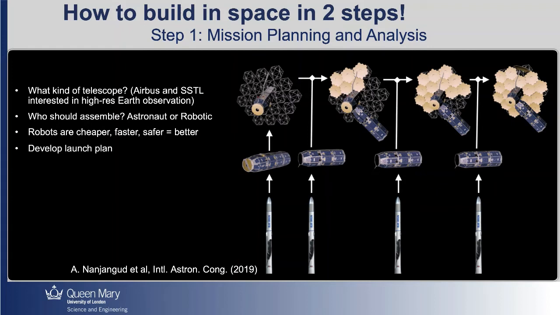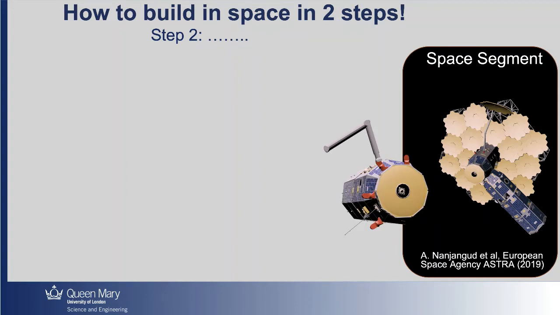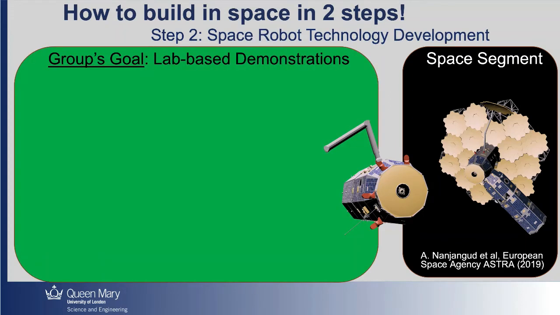It's a four launch system. We use a robot, just a single one that can go about assembling the system. So the demonstration of the assembly in space of this 25 meter space telescope also requires another demonstration, which is that of a space robot. Now this leads into step two, which is the space robot technology development that needs to be done.